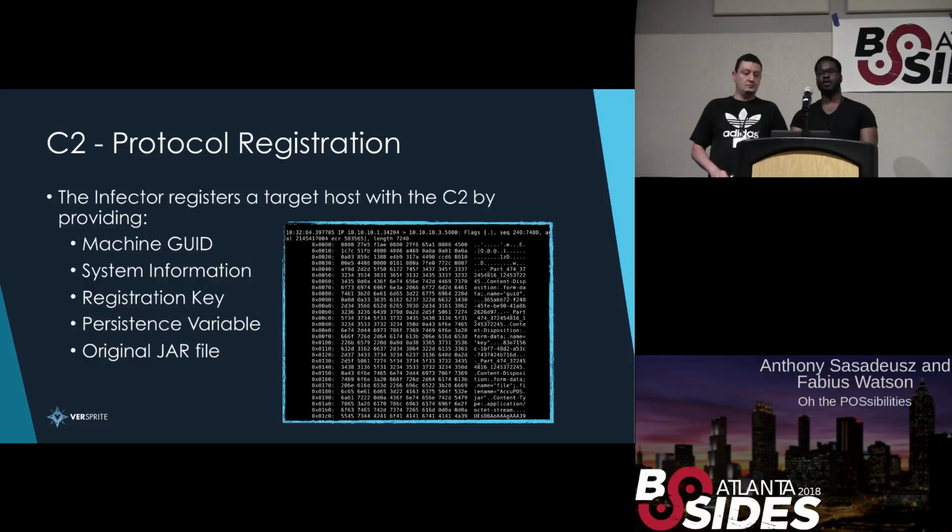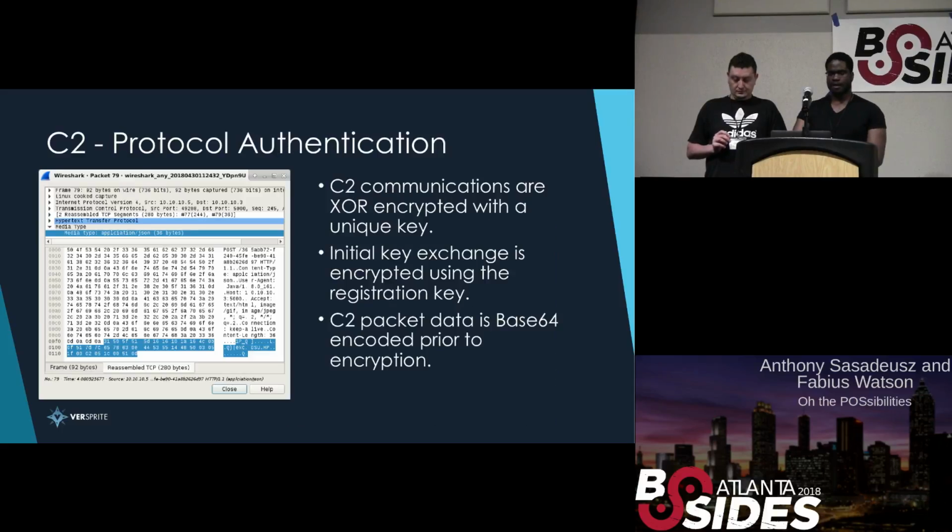In order for the implant to even communicate to the C2, it has to be registered. Prior to registration, a client can't really communicate to the C2; it just responds with an empty response. An implant is registered with the C2 through the Infector, which provides the C2 with information such as a GUID, a registration key to be used for cryptography, and a copy of the original jar file for future disinfection. After an implant is registered, it is then able to authenticate. It does this by sending an authentication packet that's encrypted with the registration key, and all of the C2 packet data is base64 encoded prior to being encrypted.